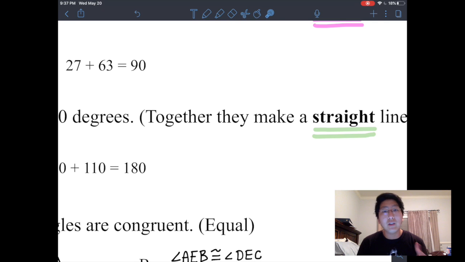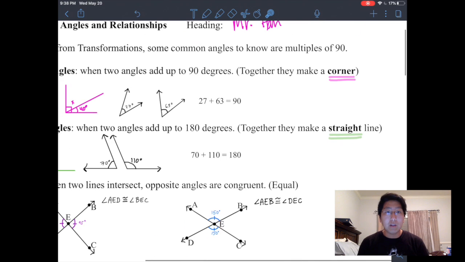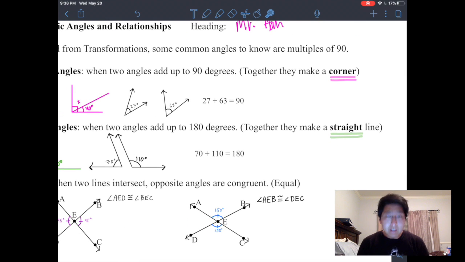So these are relationships that you need to learn. The easiest way you can learn is complementary, corner, C, 90 degrees. Supplementary, S, straight. I want you to start saying these if you can. Just say the words supplementary, complementary. These are words that you're going to be hearing and you need to learn.